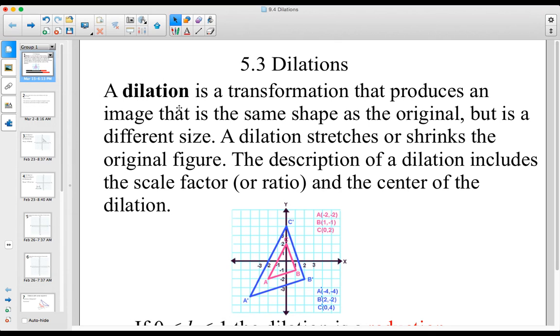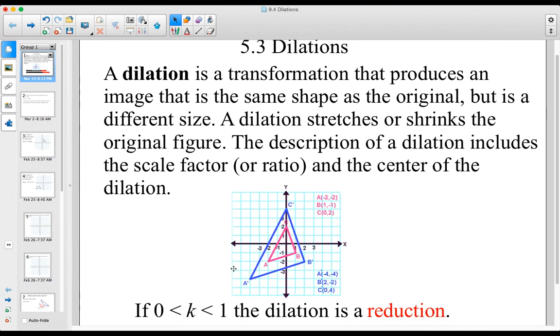Dilations are considered a transformation, but not a rigid transformation. With rigid transformations, the images stay locked in their size. In a dilation, it's going to get bigger or smaller. That's the definition of it.